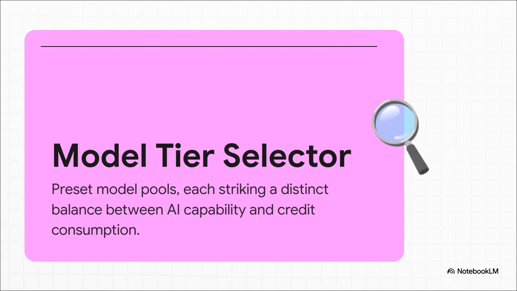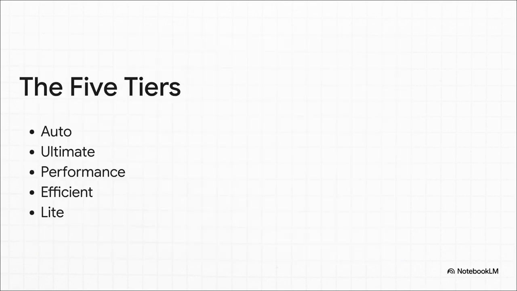And this whole idea actually has a name. It's the Model Tier Selector. Really, it's just a simple set of preset AI model pools. Each one is carefully designed to give you a very specific balance between power and cost, or capability and credit consumption. This way, you can just match the right tool to the job without having to overthink it every single time. And here they are, our 5 driving modes.